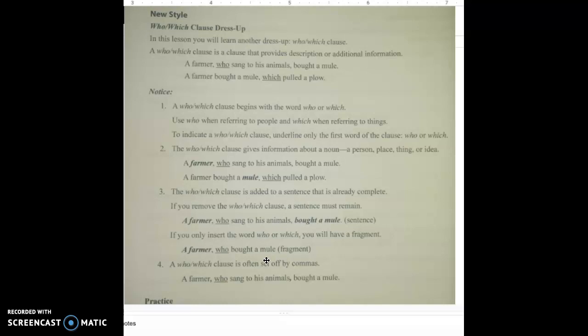So let's look at the next one. A farmer who sang to his animals bought a mule. Okay, we cover up who sang to his animals. This is the one from before. A farmer bought a mule. Yes, that works. Okay, now with this, it might seem like they're not going to get stuck on that.